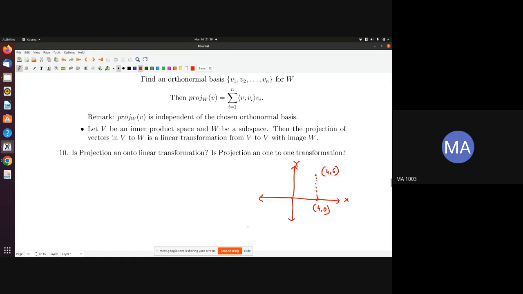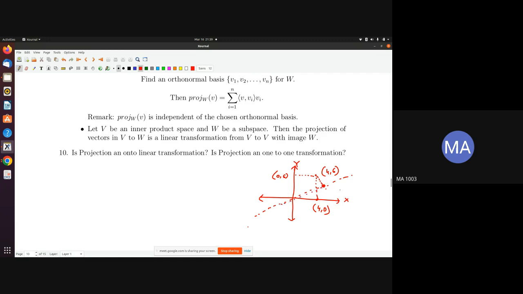This x-axis is a subspace, correct? If I want to take the projection on the y-axis, it should be (0,6). Now these are two subspaces. There are some other subspaces too, right? If I take a line like this one, this is also a subspace, and I can take a projection on this also. This is the process we will learn, how we will determine this projection point.